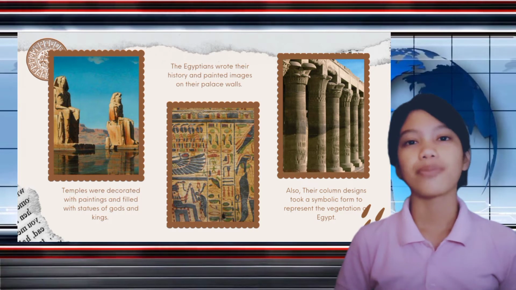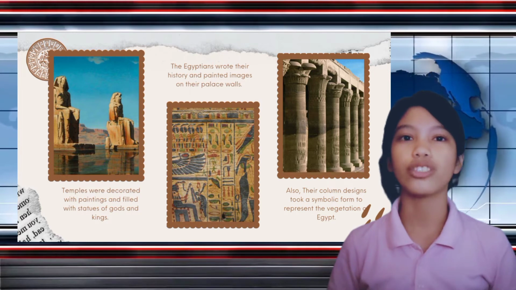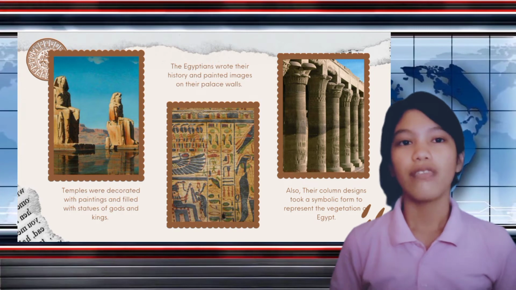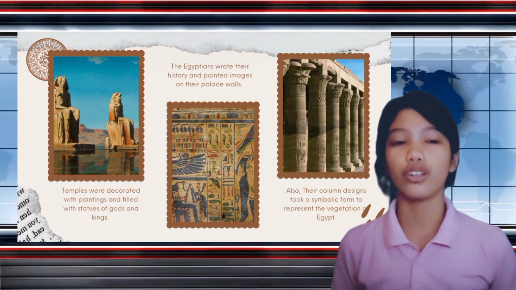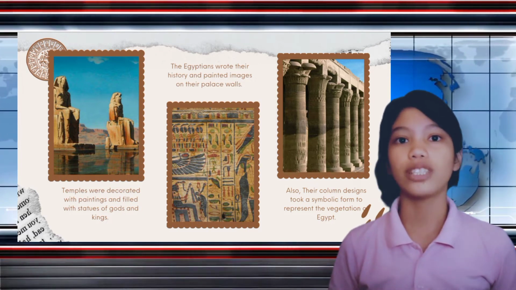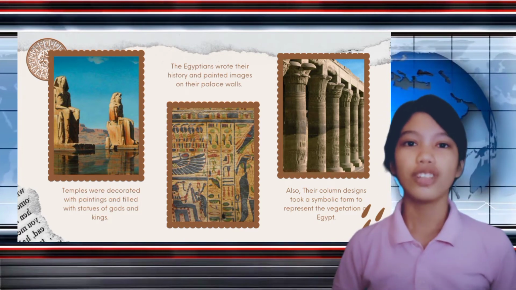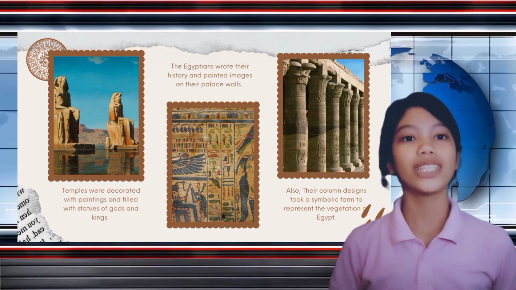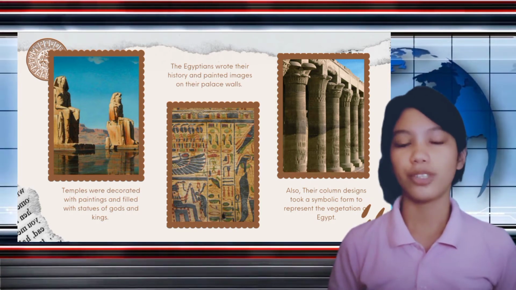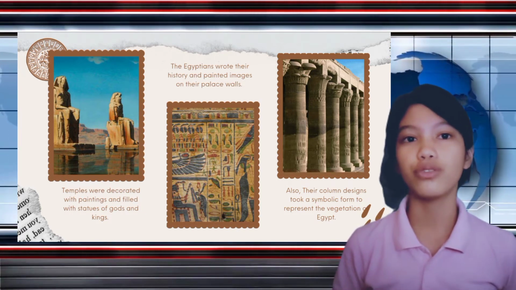Next, the Egyptians wrote their history and painted images on their palace walls. In this way, they painted pictures that were symbolic to their belief systems, from the gods that they worshipped to the belief in the afterlife. Their column designs took a symbolic form to represent the vegetation of Egypt. So, religious beliefs were the fundamental basis of ancient Egyptian culture, and ancient Egyptians were religious people; their art served as hardcore proof of that.